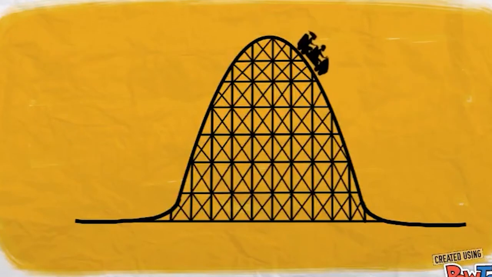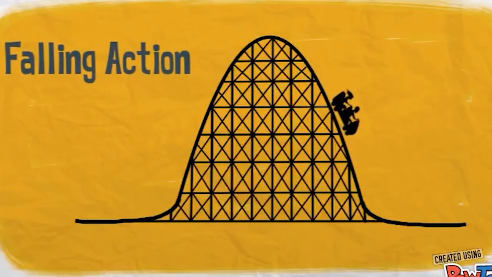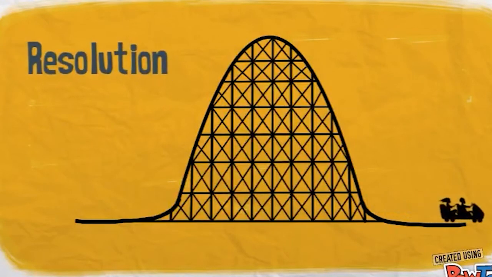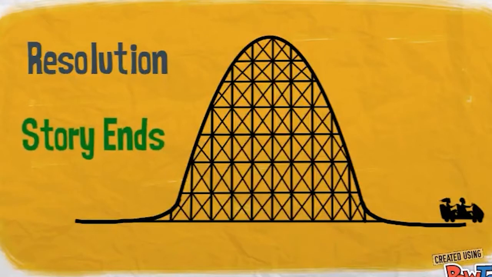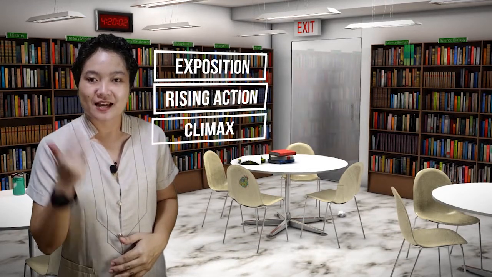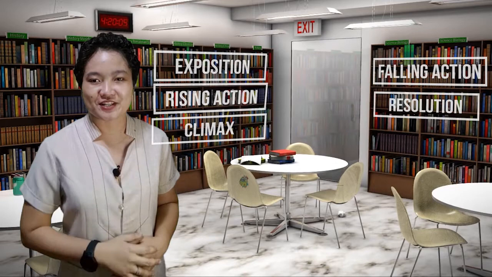Falling action. The after effect of the climax. The story just begins to wind down. However, the problems are not necessarily solved yet. And lastly, resolution, sometimes called the denouement. The problems are resolved and the story ends. Now that is all about plot. Remember its five elements: exposition, rising action, climax, falling action, and resolution.